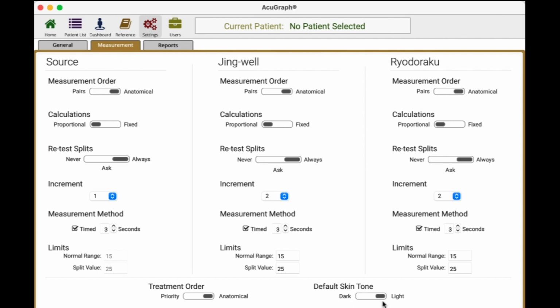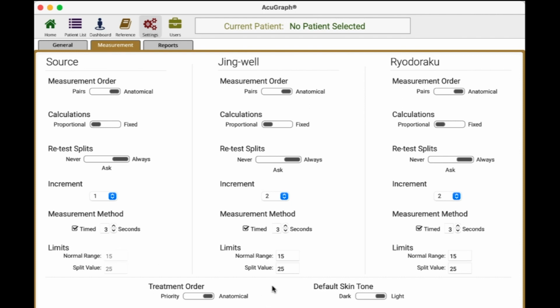Default skin tone just shows what color skin tone is displayed in the AcuGraph exam photos. So during the exam, you'll have dark or light skin displayed. You'll also have male or female hands displayed depending on the gender that you selected for the patient. Treatment order is the order in which it displays the points when you hit begin treatment. It will either show them in terms of anatomy, starting at the top and moving to the bottom, so to speak, or in terms of priority, meaning the biggest imbalance is treated first.